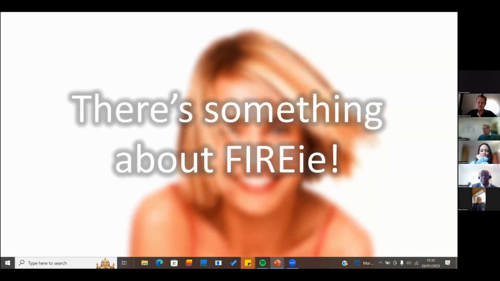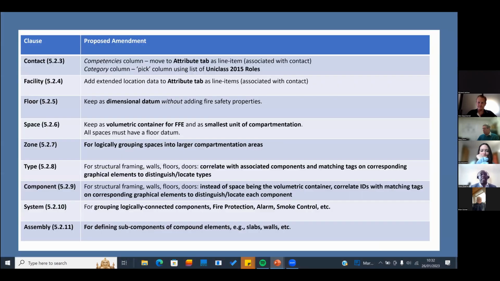There's something about FIERY, not Mary, there's something about FIERY. And the something is that as it stands, there are significant amendments that should be made in order to make it fit for purpose. I've highlighted some of these here, so I'm not going to go into too much detail with them, but I think it's something as a talking point to understand that there are needs for these amendments to be made.